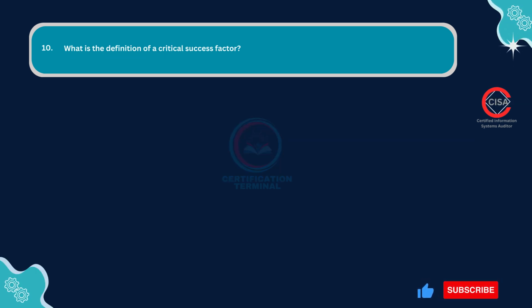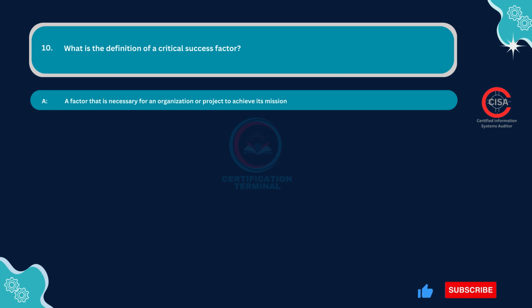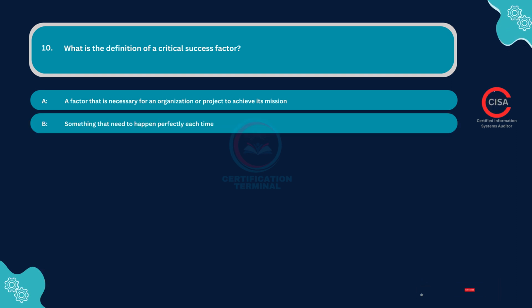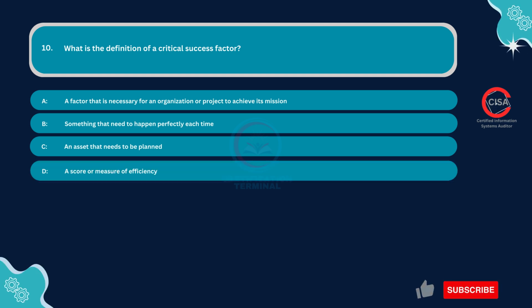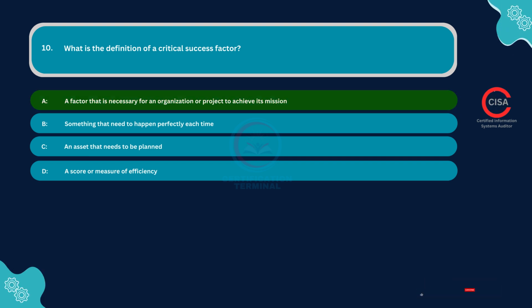Question number 10. What is the definition of a critical success factor? Option A, a factor that is necessary for an organization or project to achieve its mission. Option B, something that needs to happen perfectly each time. Option C, an asset that needs to be planned. Option D, a score or measure of efficiency. The correct answer is Option A, a factor that is necessary for an organization or project to achieve its mission.